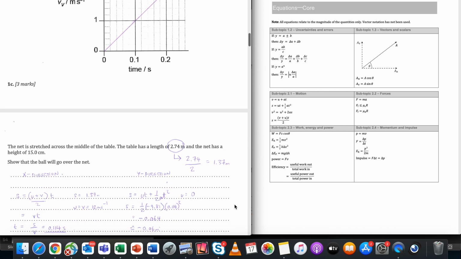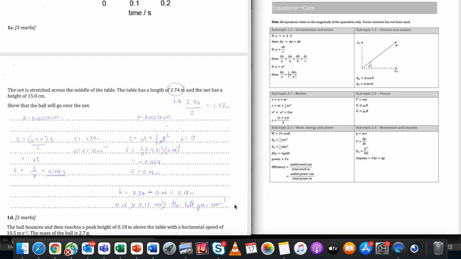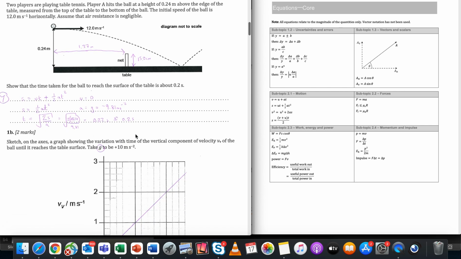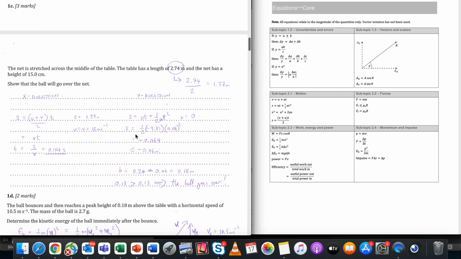Okay, let's come through. Now, I find this question a really hard one, and we're going to have to do a bit of flicking around the paper to make sure that we can understand the setup here. The net is stretched across the middle of the table. The table has a length of 2.74 meters, and the net has a height of 15 centimeters. So what I've done over here is drawn this. We had a length of 2.74. It's in the middle of the table, and so therefore we're at a distance here of 1.37 meters and a height of 15 centimeters.